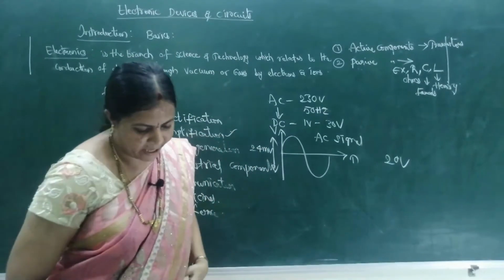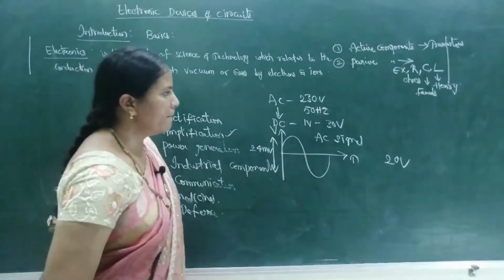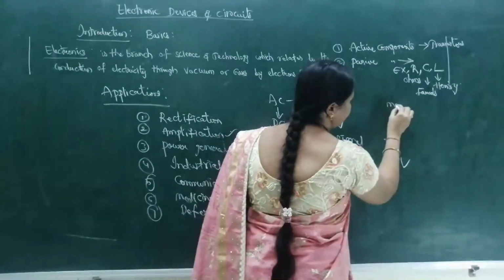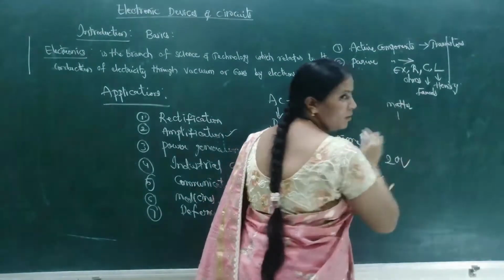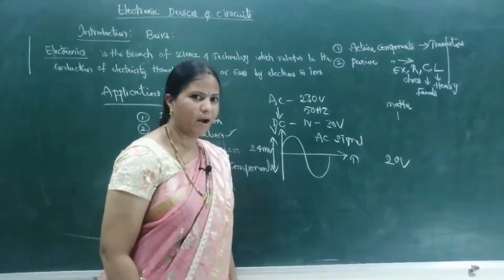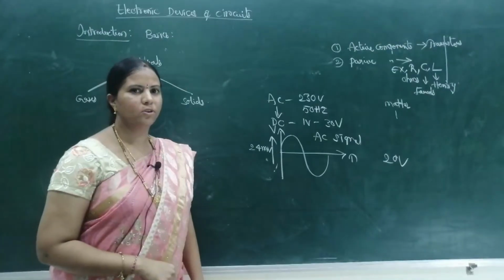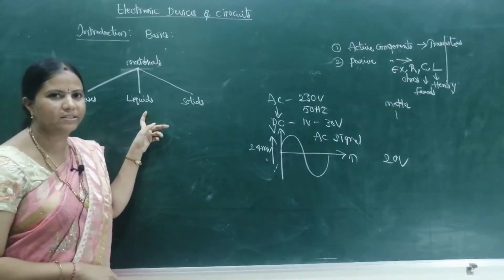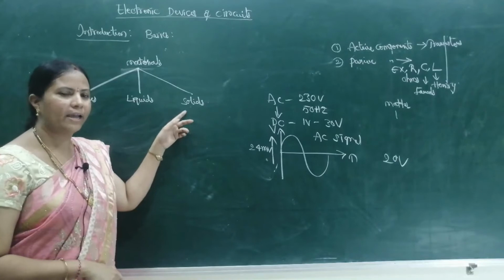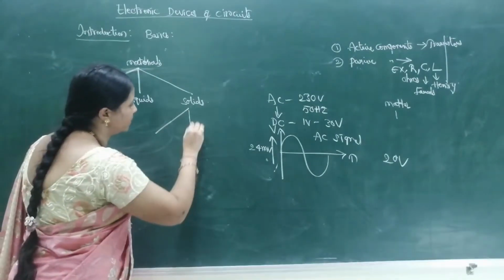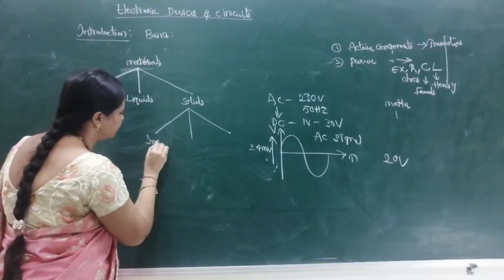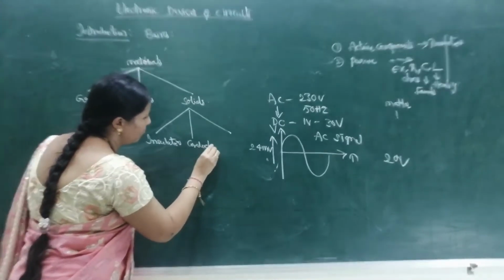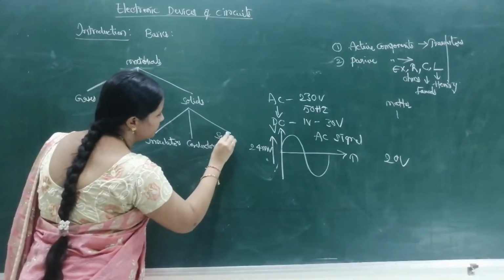So coming to the next, matter or material. Matter is divided into three types. The materials are classified into three types: gases, liquids and solids. Again the solids are divided into three types: insulators, conductors and semiconductors.